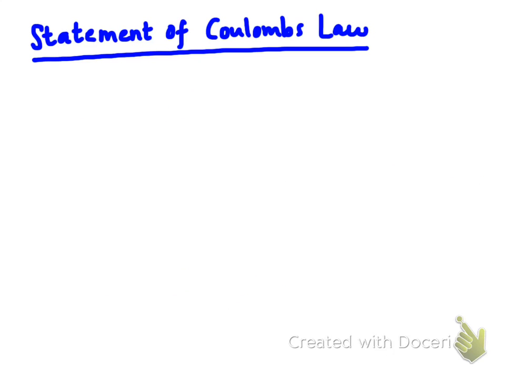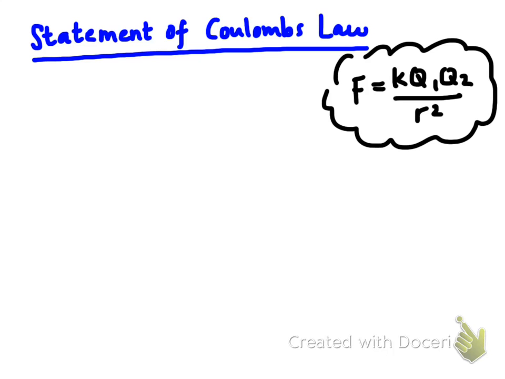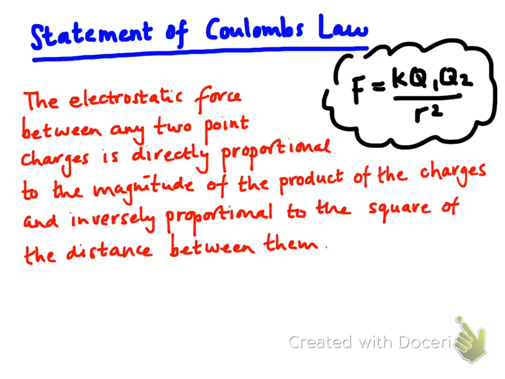All right, let's look at a statement of Coulomb's law. Obviously, you need to learn this one off by heart and be able to push it out when required. It really is just a statement of the mathematical law, F equals K Q1 Q2 over R squared, and it reads as follows. The electrostatic force between any 2 point charges is directly proportional to the magnitude of the product of the charges, that's Q1 times Q2, and inversely proportional to the square of the distance between them, that's the divided by R squared.